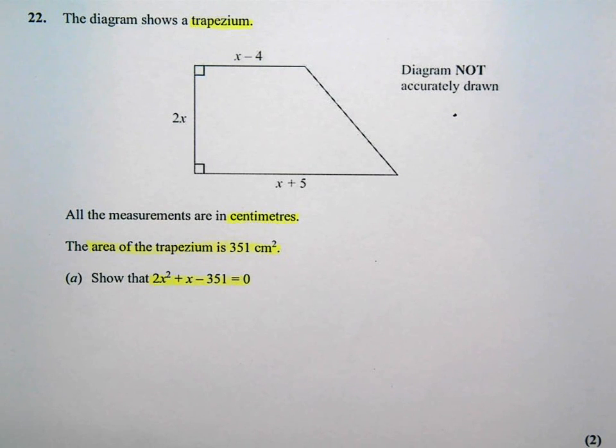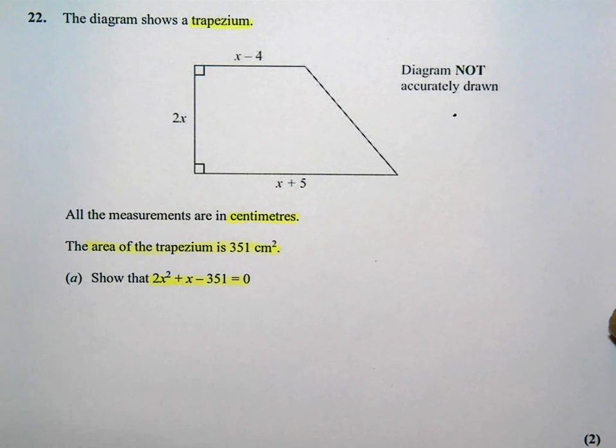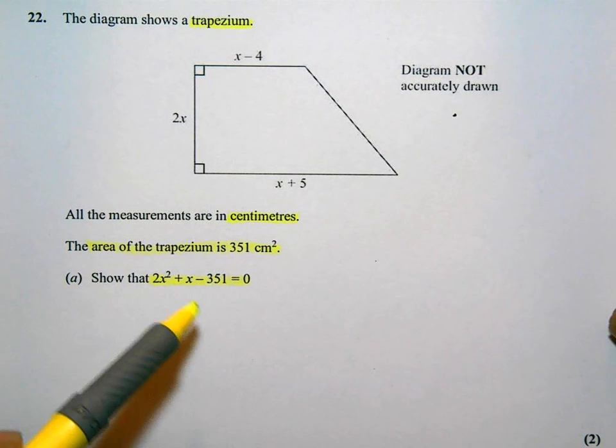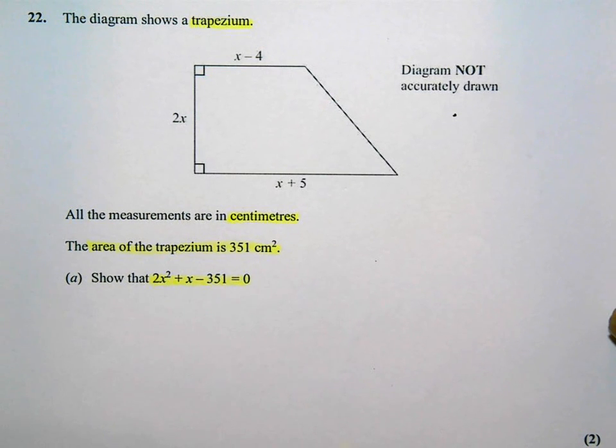This is the November 2013 higher calculator paper, question number 22. The question says, the diagram shows a trapezium. And so here you've got the trapezium. All the measurements are in centimeters. The area of the trapezium is 351 centimeters squared. And part A says, show that 2x squared plus x minus 351 is equal to 0.